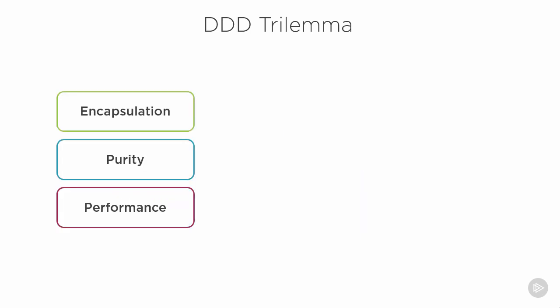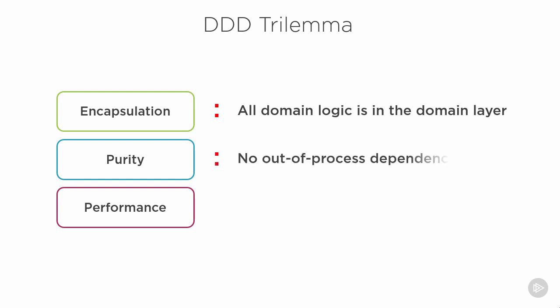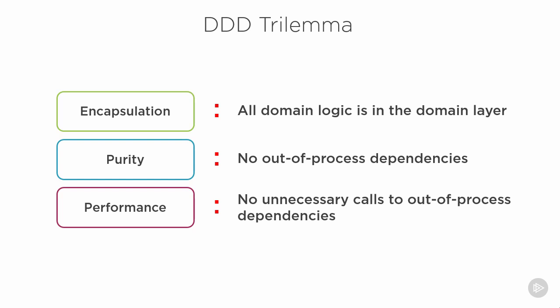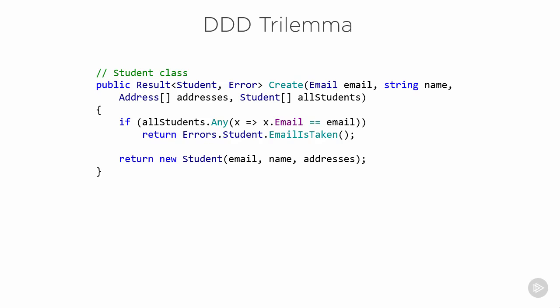Domain model encapsulation is when the domain layer is able to fully protect itself from becoming invalid. Such encapsulation may only be achieved when all the application's validation rules are located in the domain layer. Domain model purity is when the domain layer doesn't have out-of-process dependencies. Application performance is defined by the presence of unnecessary calls to out-of-process dependencies. The performance is involved in this trilemma because in theory you can achieve both domain model encapsulation and purity by loading all existing students into memory and passing them to the student class as an argument.